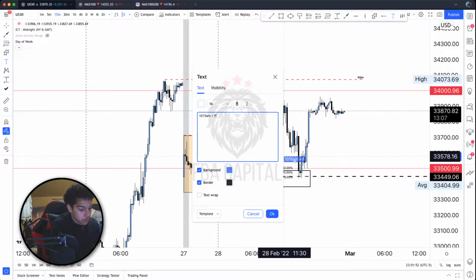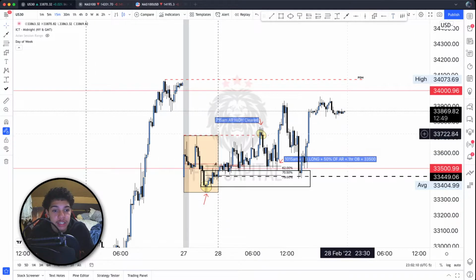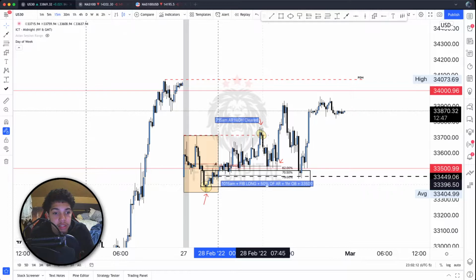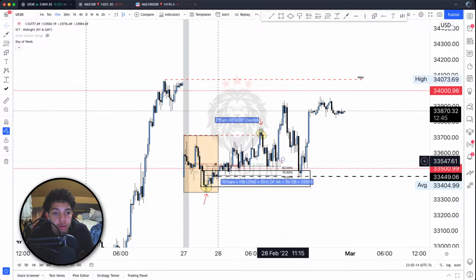we had a fib long, plus we had the 50% of the Asian range, plus we had the 30-minute, I'll just say 1 hour order block rejection. And then we also had the 33,500 big figure level rejection. And this is where I had the idea to take my overall long bias trade.